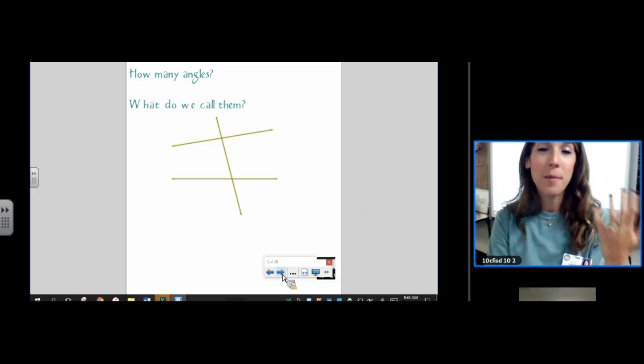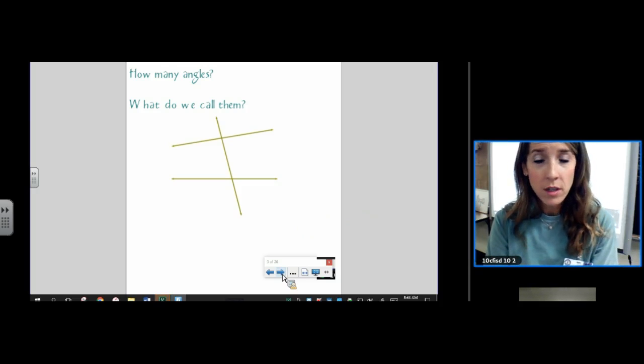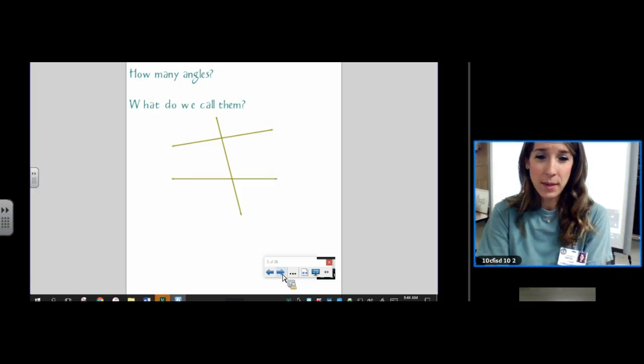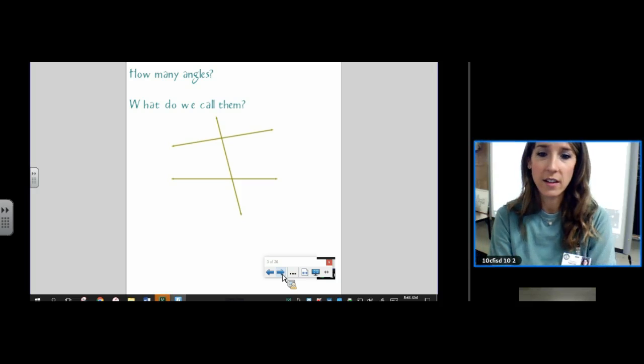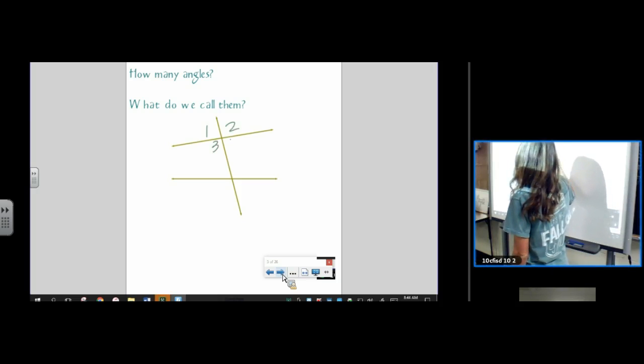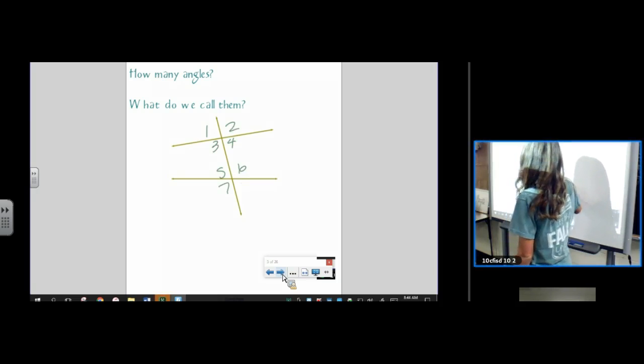When we have two lines, you can have more than two. When we have two lines and a transversal, how many angles do we create? How many angles are there? Sorry if you didn't like angles. Angles are here to stay. Good. There are 8 angles. Don't write this down. I'm just showing you the 8 angles.